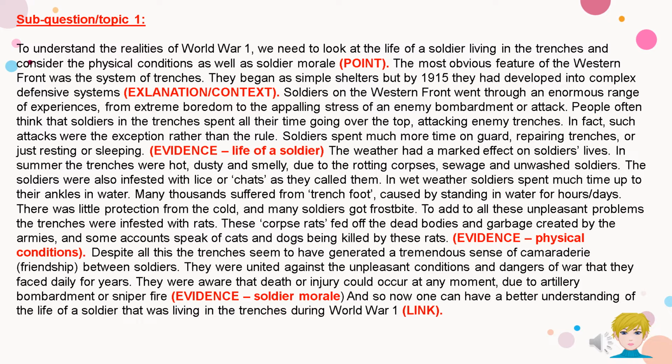"The most obvious feature of the Western Front was the system of trenches. They began as simple shelters by 1915. They had developed into complex defensive systems." I've given an explanation. Where are the soldiers? What is the context? I've mentioned the Western Front. I've mentioned a year, placing it in a contextual time in history.